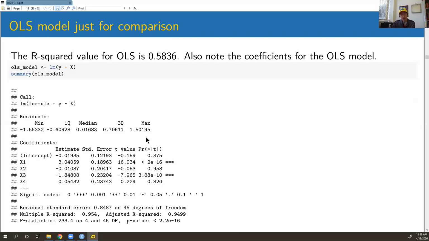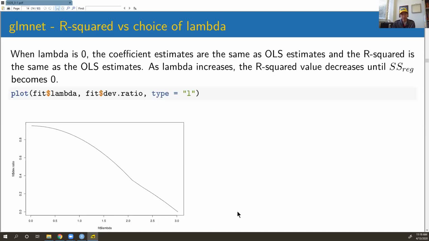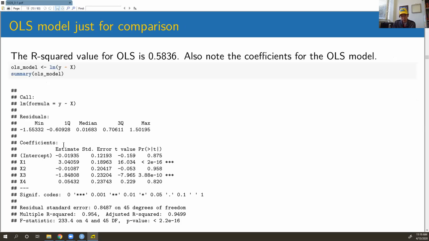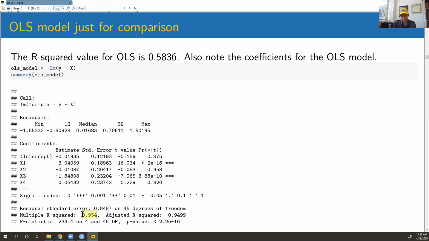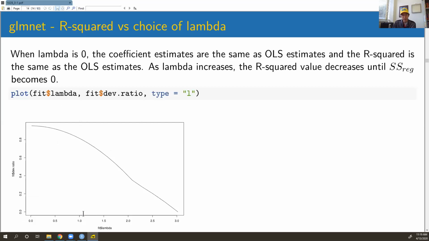So this is the OLS coefficients, and let me show you the effect of changing the lambda. When lambda is equal to 0, remember, the coefficients in LASSO are going to be equivalent to the OLS estimates. With OLS, our R squared value is 0.954, and with lambda equal to 0, our R squared is also 0.954. As I increase my lambda, I'm changing my coefficients to be smaller, and so my R squared value will go down, until all the coefficients are 0.